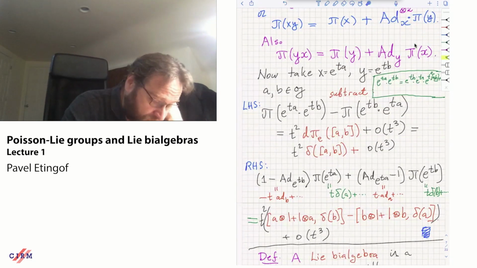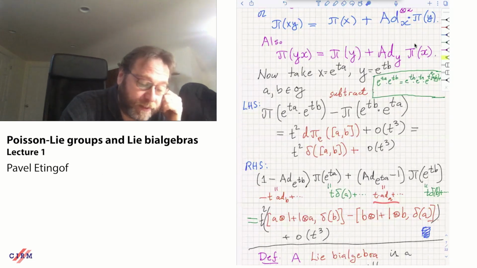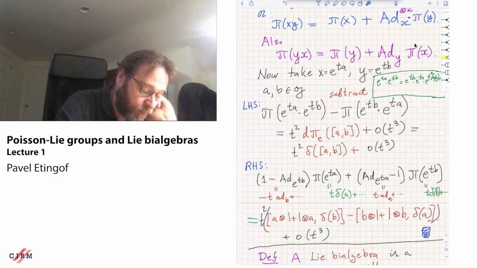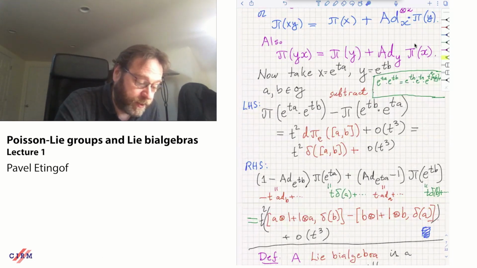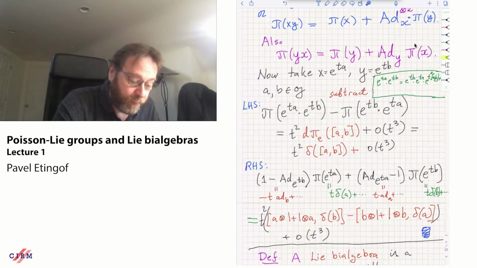And then we can Taylor expand each of these. So this is minus t times adjoint b plus so on. And this is t times delta a plus so on. And this is t times adjoint a plus so on. And this is t times delta b plus so on. And therefore we just get t squared here. From here, we get t squared adjoint a acting on delta of b. So this can be written as here. And the second term will be minus adjoint b acting on delta of a. And this can be written as here.